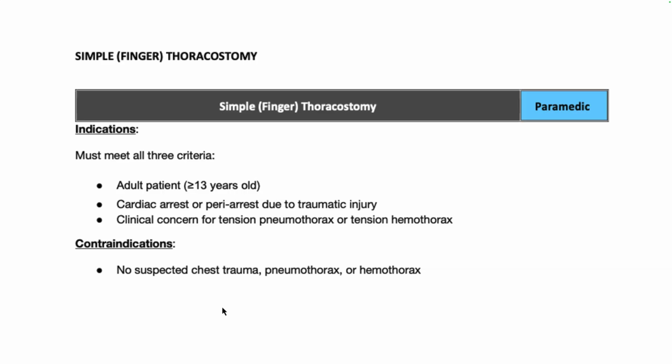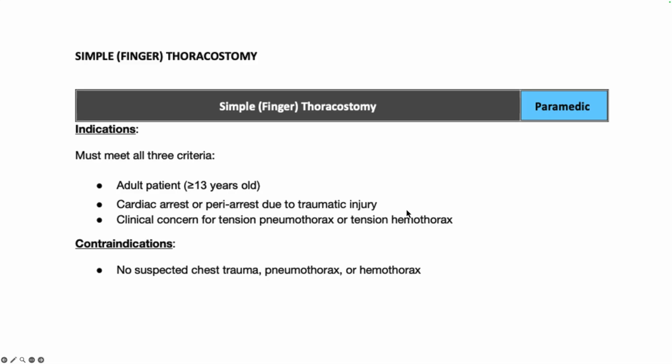So first off, an adult patient, and I want you to look at this. It's 13 years and older. That's different from the Denver Metro definition of adult. The state guidelines are using the old 13-year-old and over rather than our Denver Metro age cutoff. The patient needs to be in cardiac arrest, meaning I can't feel a pulse, or peri-arrest due to traumatic injury. So the patient is either in arrest, looks like they're about to arrest, and the cause is trauma.